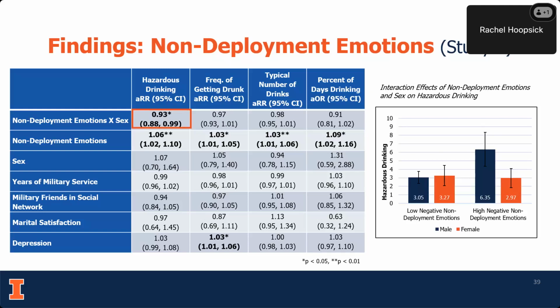While the other interactions for the other alcohol-related outcomes weren't statistically significant, they were consistent in magnitude and directionality, suggesting that perhaps if we had a larger sample, we might see similar effects for other drinking-related behaviors. However, as I mentioned at the beginning of this talk, never deployed service members are pretty infrequently recruited into research, and so one of our recommendations is to continue to study this group with other samples.